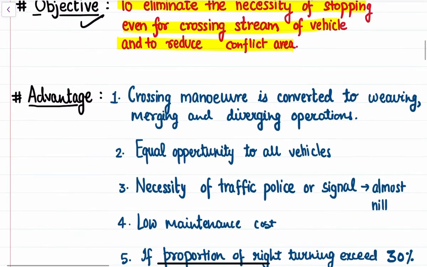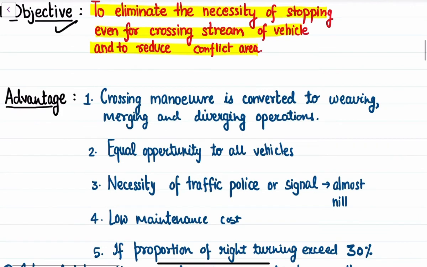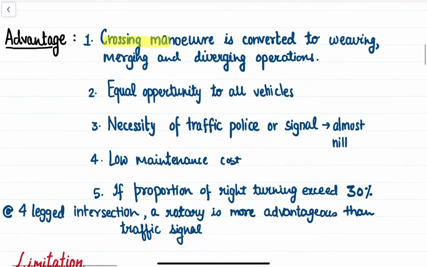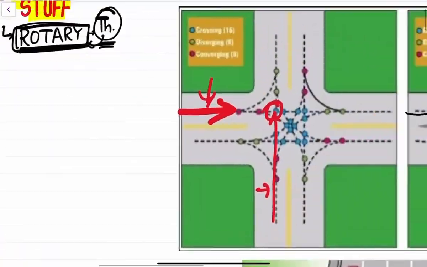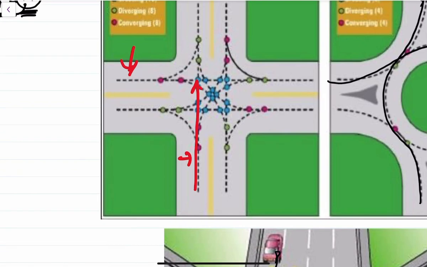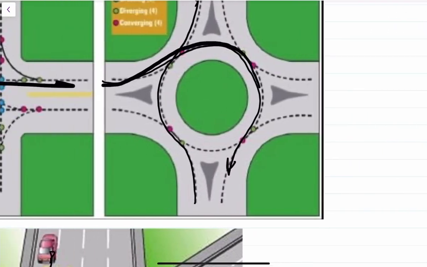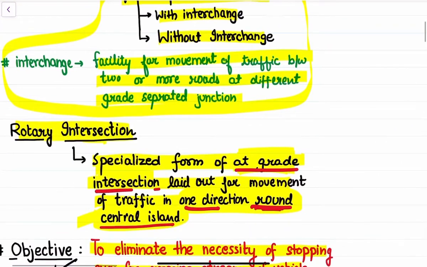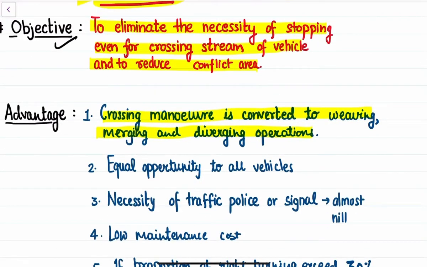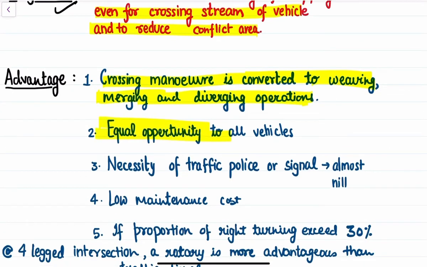So the first advantage of a rotary is that the crossing maneuver is converted to weaving, merging, and diverging operation. Again, taking this image as a reference, the crossing maneuver was converted into a weaving pattern, right? So by doing so, we have converted a crossing maneuver to weaving, merging, and diverging operation. We give equal opportunities to all the vehicles to move across the intersection without much compromising with their speed.